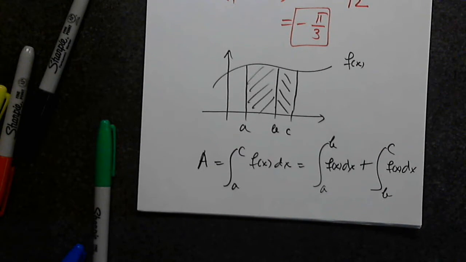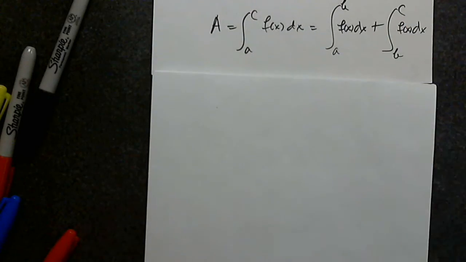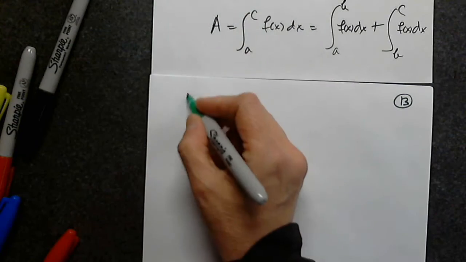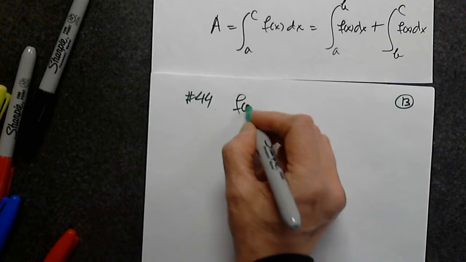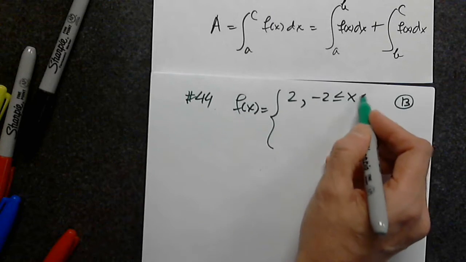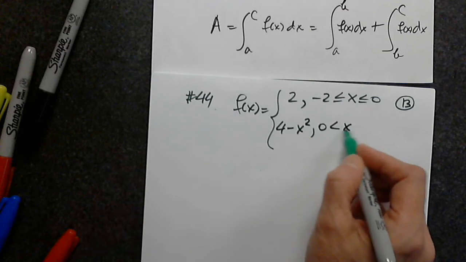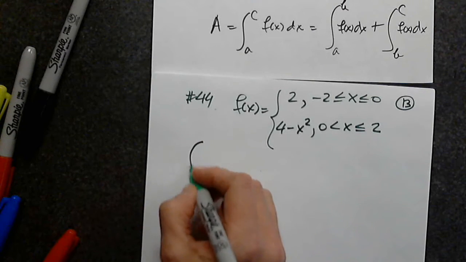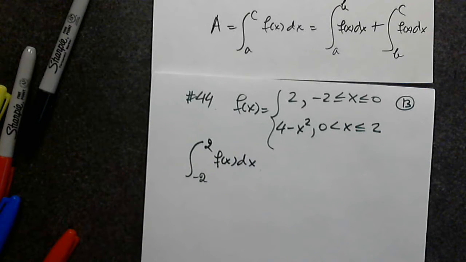Okay, let's look at 44. Same page. We're given a function f of x, which is 2 for x from negative 2 to 0, and 4 minus x squared for x from 0 to 2. We're asked to find the integral from negative 2 to 2 of f of x dx. How will you address that problem?